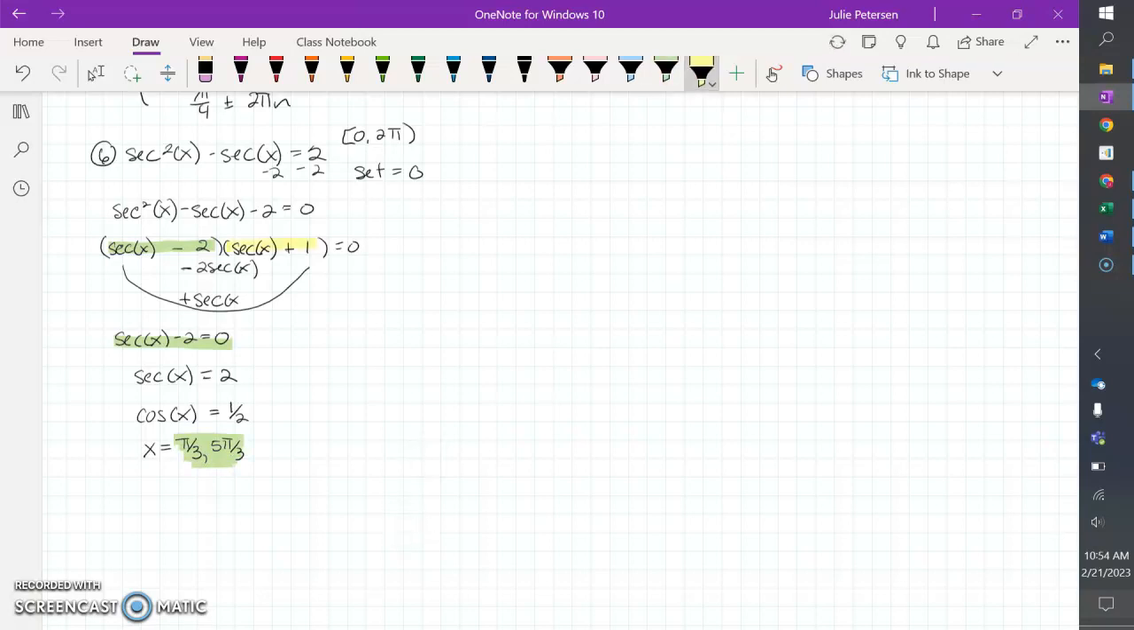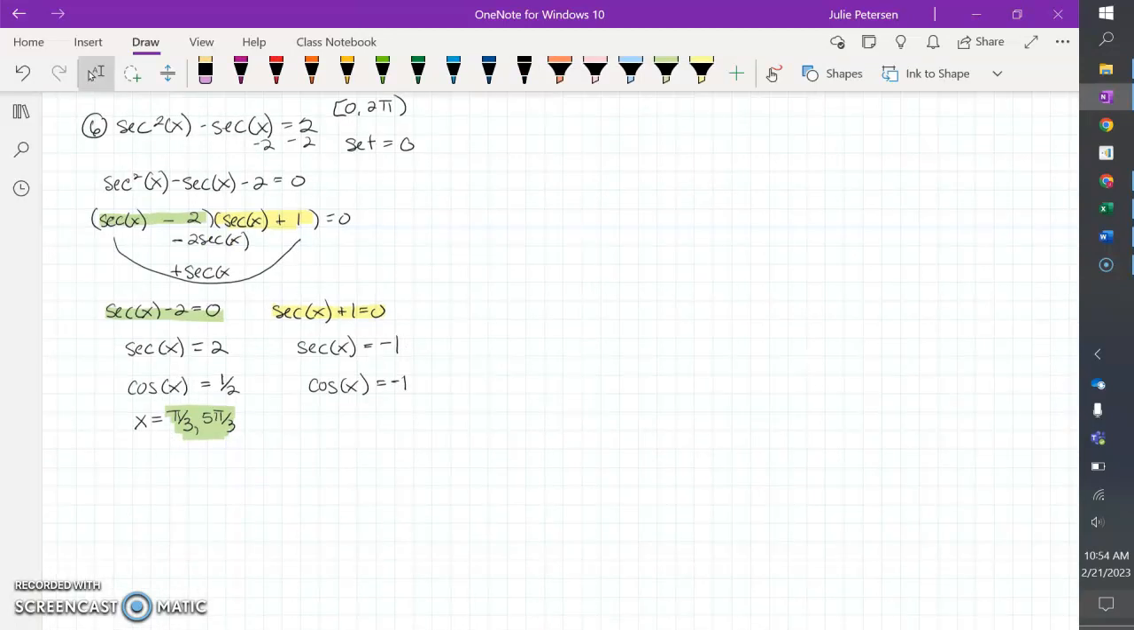We're going to get solutions from our second factor here. So I'm going to take that one and set it equal to 0. Secant of x plus 1 equals 0. And then we'll go ahead and solve that one. So subtract the 1 over. So secant of x equals -1. That means that the cosine of x equals the reciprocal of -1. Well, if I just put that over or under 1, I get -1 still.